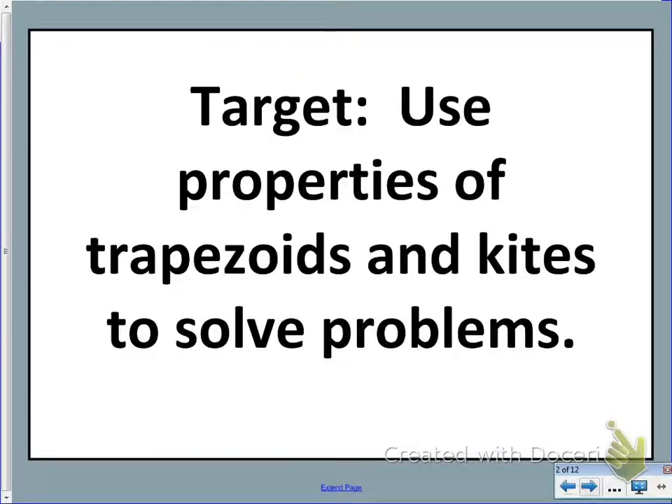Welcome, geometry students. Today we're going to learn how to use properties of trapezoids and kites to solve problems. As we're working through today, I want you to think about how we worked on parallelograms to solve problems, because what we're going to do is use the traits of these two figures, specifically trapezoids and kites, to set up equations and find information about the shape.